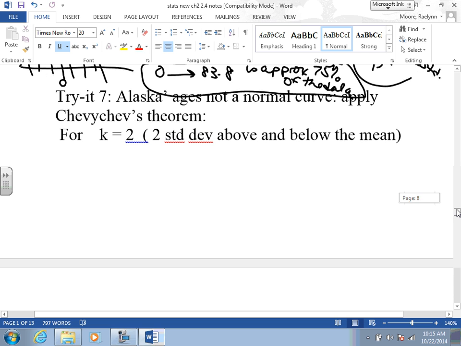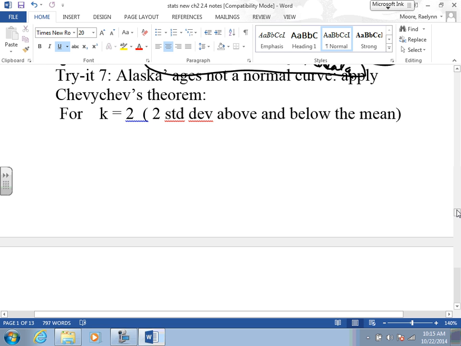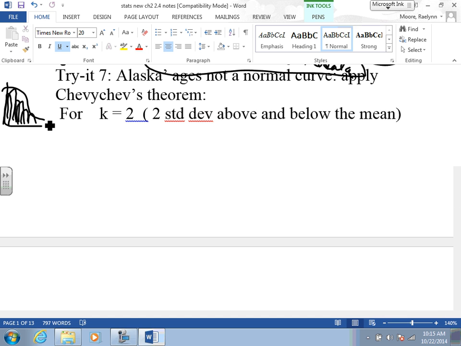Okay, here's another one. Here's Alaska. Look at Alaska's chart. That's why you guys need to be paying attention. Alaska has the same problem. Is this a normal curve? No. Where's the skew? To the right. So this is not a normal curve. Now, they gave us the mean in your chart, and they gave us the standard deviation. So they asked, apply Chebyshev's theorem to the data for Alaska using k equals 2.